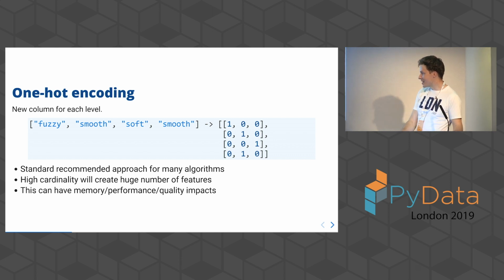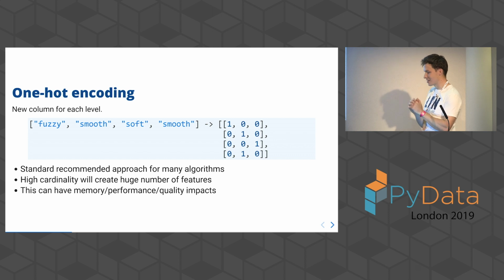But the main downsides, there's a bit of a two in one, two sides of the same coin kind of thing. If you have a lot of levels, which is quite common in real world data, you'll end up with a huge number of columns in your resulting matrix. You can imagine like 10,000, 100,000, depending on your data set. And this is going to have two impacts.